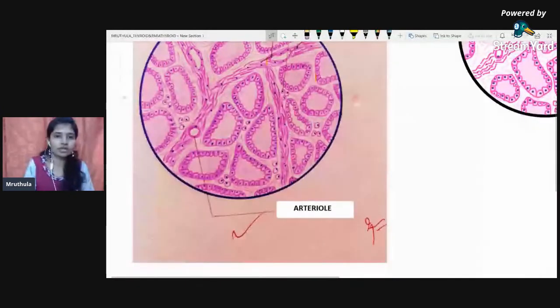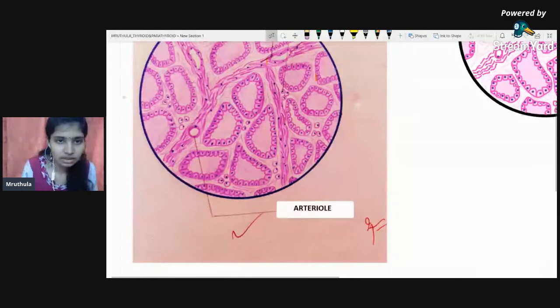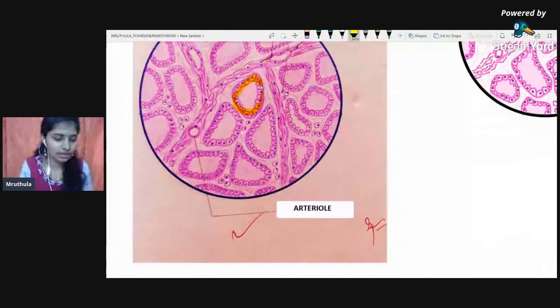Right. So look at here. There are so many similar structures with cells lining on the inner aspect. Those are called the follicles. So this is a follicle. So what is a follicle made of? The follicle is lined by cuboidal epithelium. Usually it is a cuboidal epithelium because glands are usually lined by cuboidal epithelium.